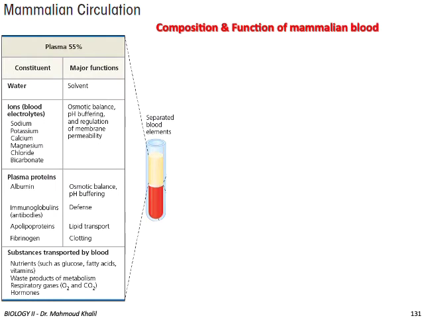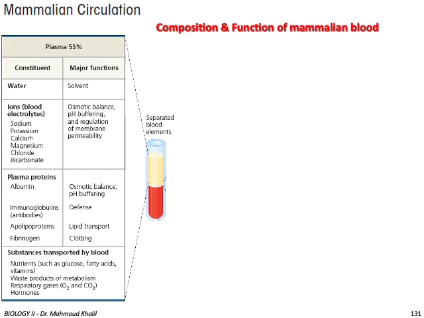So we'll talk now about the composition and function of mammalian blood. Generally, the blood consists of two main components, plasma and the blood cells. For plasma, the main component is water, and its function is to act as a solvent, while there are also ions and electrolytes in the plasma, whose main function is osmotic balance, pH buffering, and regulation of membrane permeability.